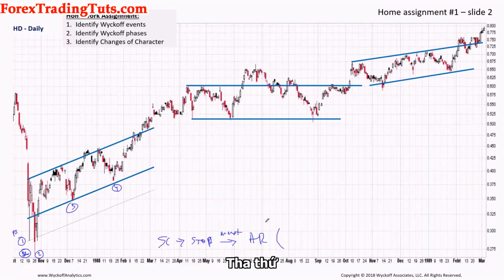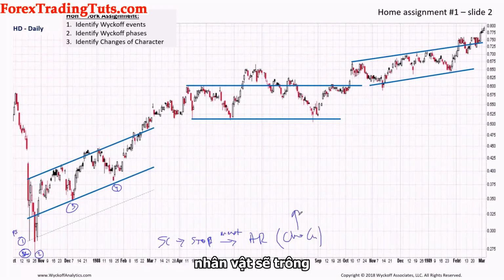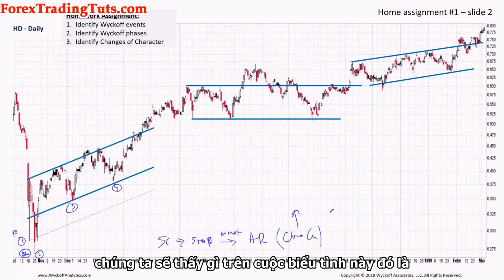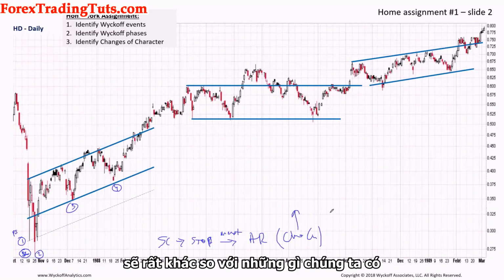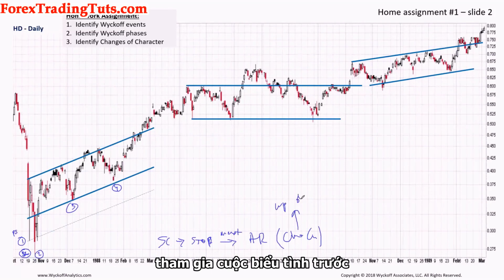I'm kind of giving it out to you, right? So a change of character, yeah. Change of character. So a change of character is going to look like what? Why is it called a change of character? What would we see on this rally that is going to be so different than what we've seen before? Well, maybe a bigger price swing than in the rally before, and maybe a little bit bigger volume.